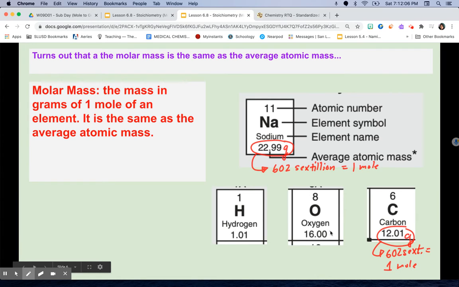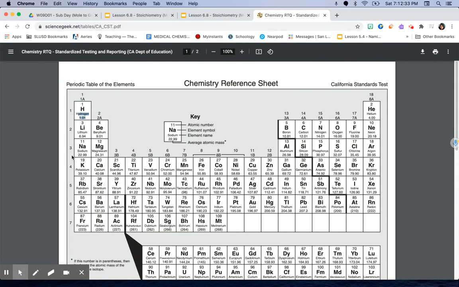So he did this again and weighed out 16 grams of oxygen and 1.01 grams of hydrogen. And it turns out in all of these cases, when he weighs out this amount from the periodic table, there is exactly 602 sextillion atoms of these, or exactly 1 mole. So for all of the elements in the periodic table, this number down here has a double meaning, right?